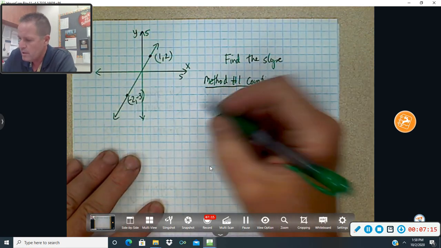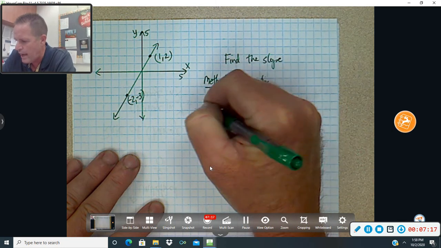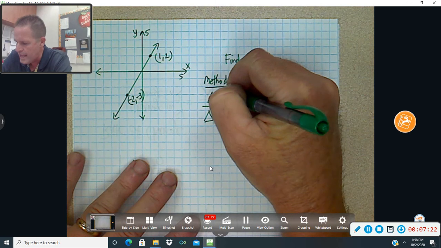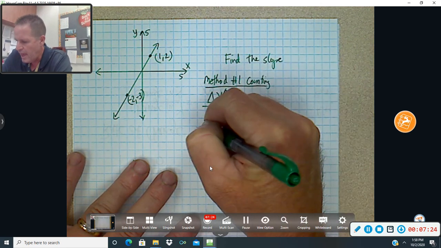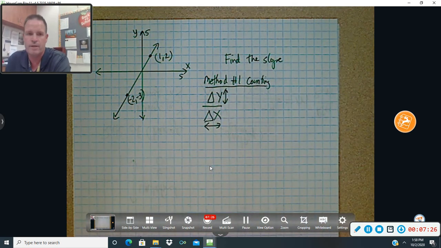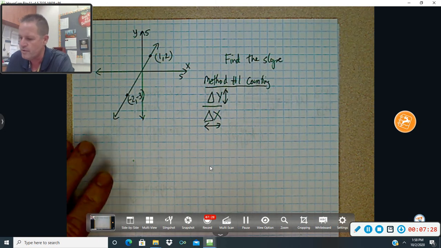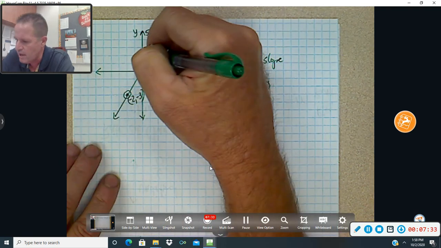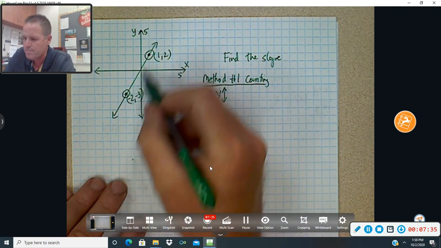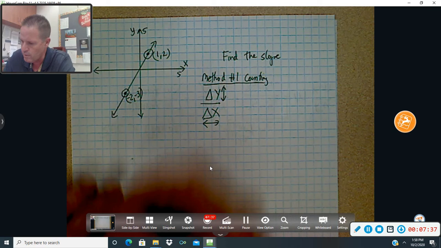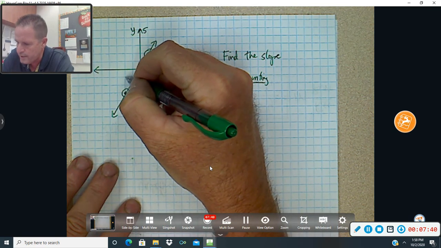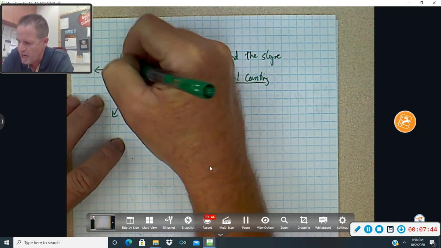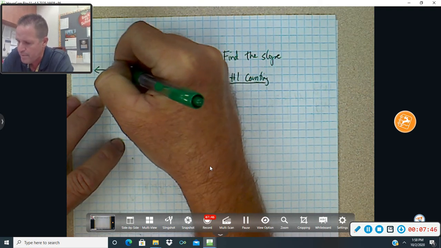Now remember, it's change in y over change in x. So y is an up and down movement. X is a side to side movement. Okay, so to count it, I'm going to start from this point here and tell myself, how do I get from this point to that point? Well, watch. I go up 1, 2, 3, 4, 5. So my change in y is to go up 5.